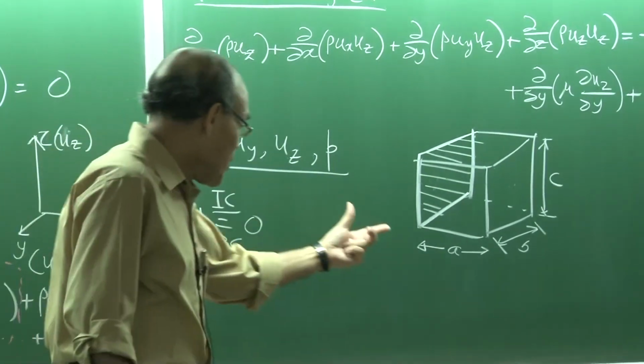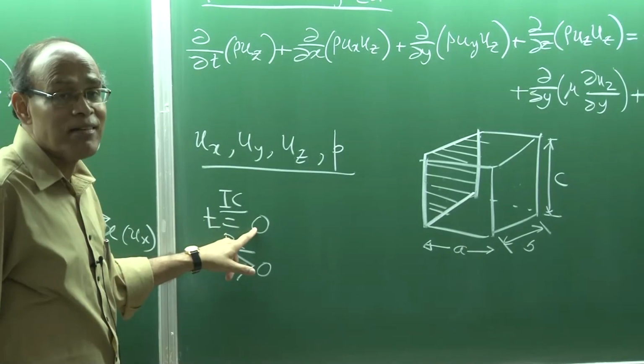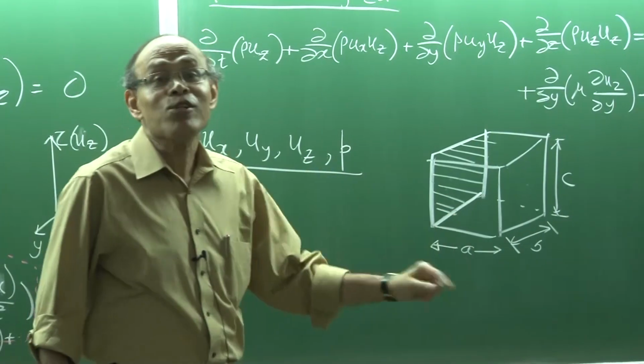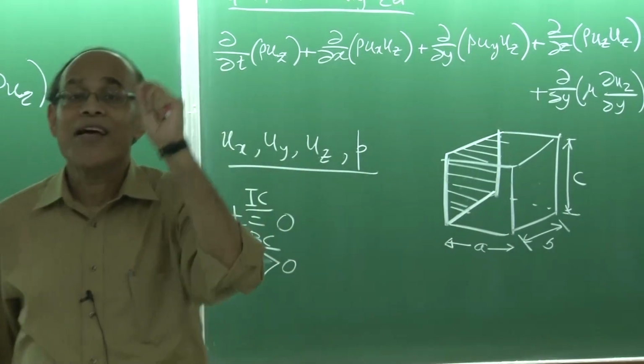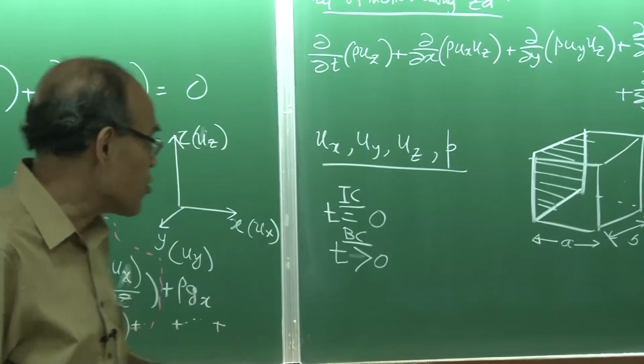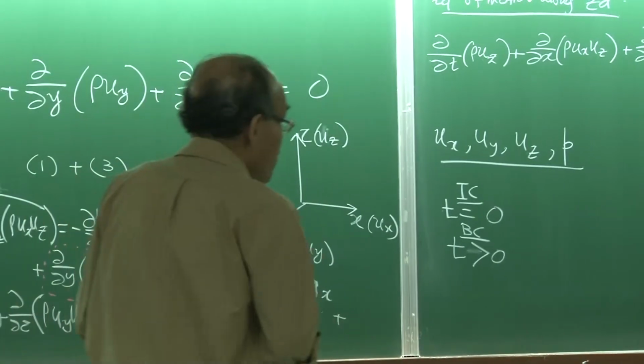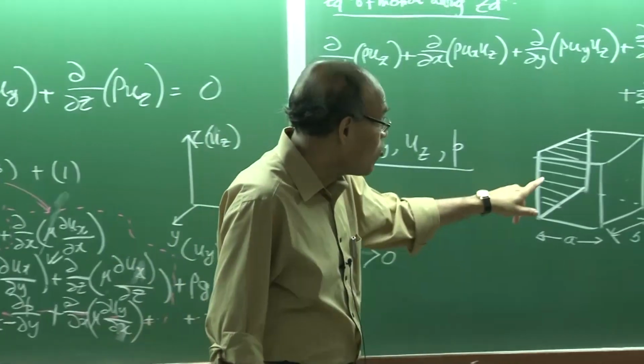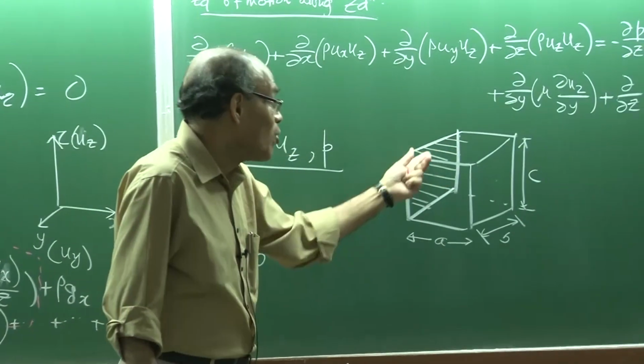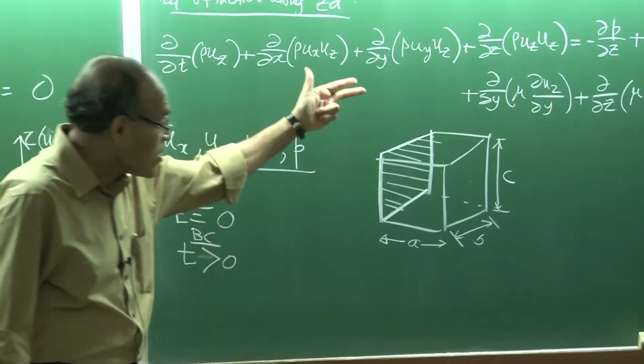So, within these limits at time t is equal to 0, if the fluid is stagnant, I will say ux, uy, uz, they are all equal to 0. So, that is how the initial conditions are prescribed. Boundary conditions, as I have indicated, because these are the physical boundary, will be applied on planes or the surfaces.